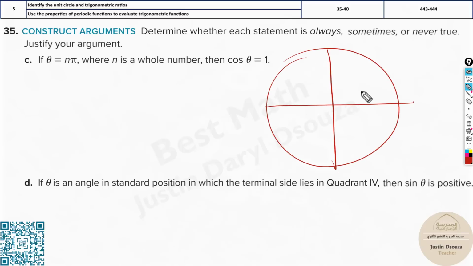This is the unit circle. We have to draw the CAST diagram. It starts with C, A, S, T. It's the first quadrant here, second, third quadrant, fourth quadrant. What is the importance of this?